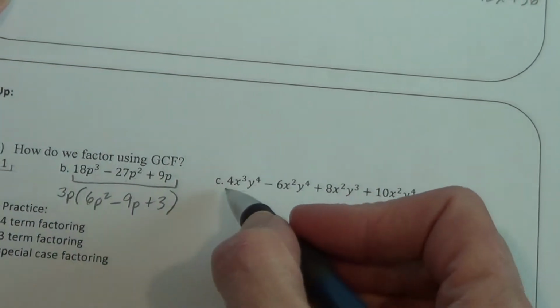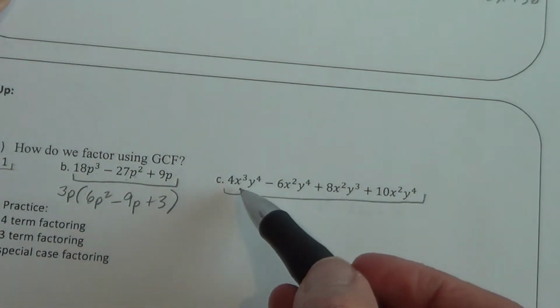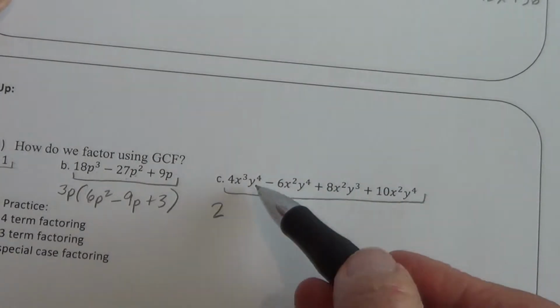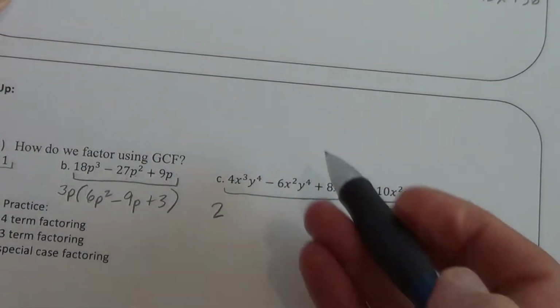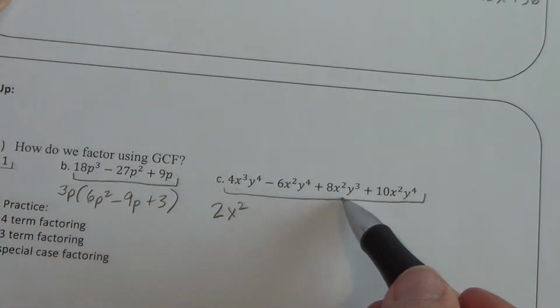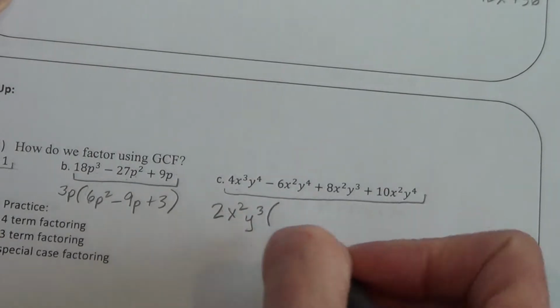On this one, the largest number that goes into all of those would be 2. The smallest exponent of x is x squared. Smallest exponent of y is y cubed. Parenthesis.